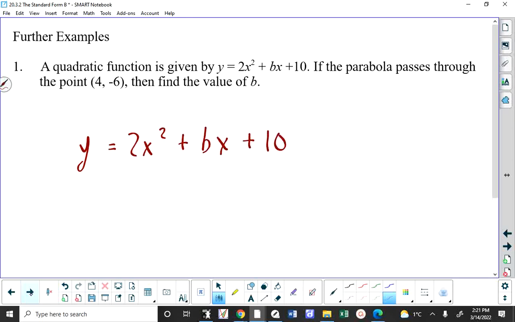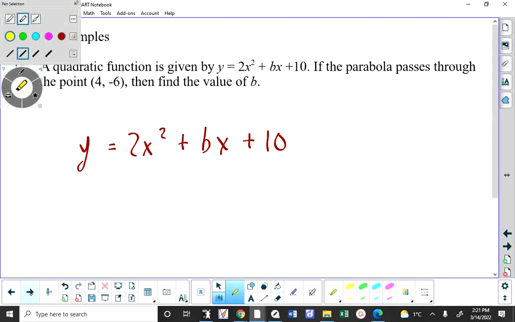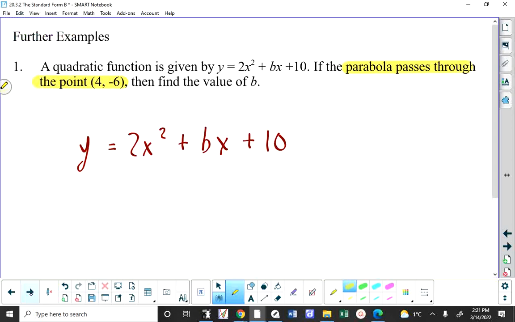and the quadratic function passes through the point 4 comma negative 6. Let me tell you two things about this question. You've never seen this question before. The second thing, you've seen this question before. You've seen questions like this before. It's almost identical to things we've learned. You just haven't seen this specific type of question, this specific variation.